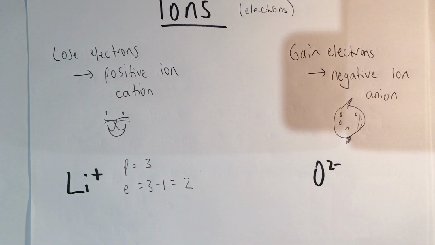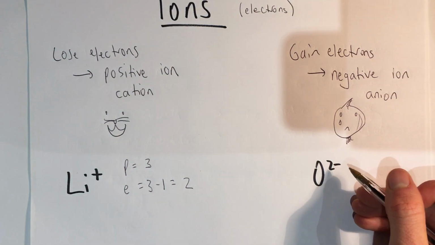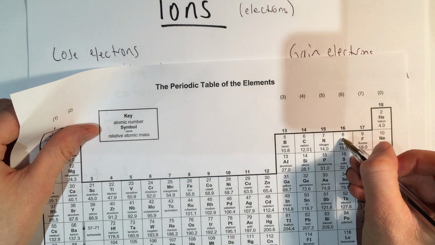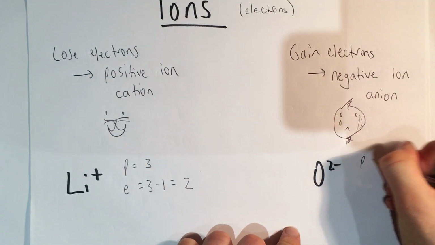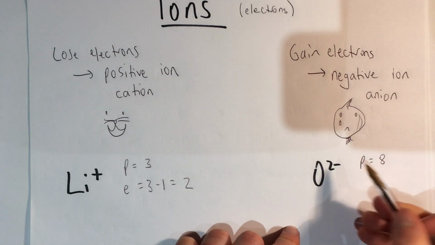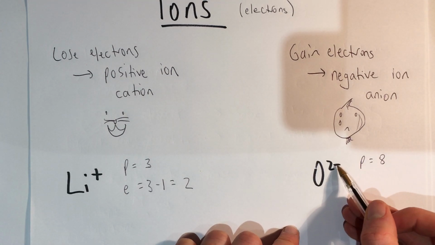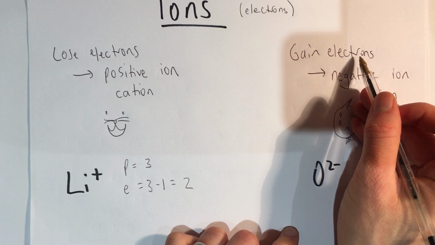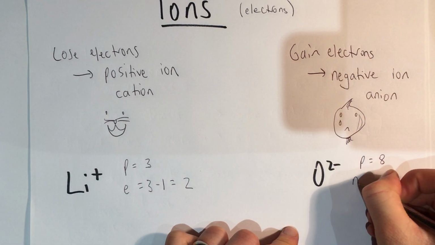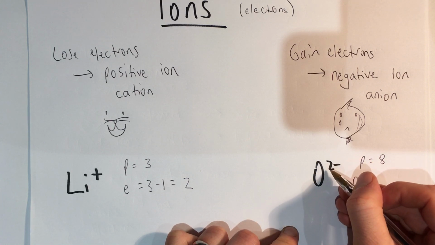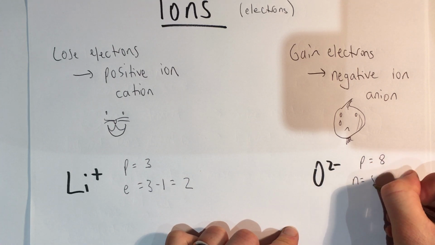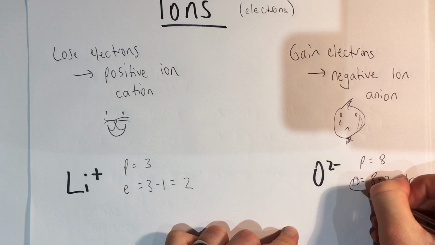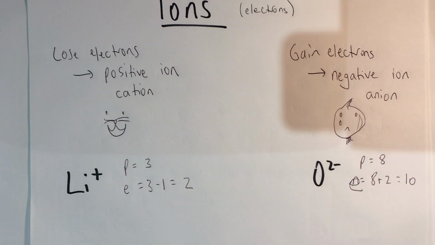If we take oxygen, O2-, this is called an oxide ion. And if we look for oxygen on our periodic table, we see that it's got 8 protons. Now it's got a charge of 2-. If it's a negative charge, then that must be because it's gained extra electrons. It originally had 8, but it's gained 2. That's what the number 2 tells us. So we've got 8 + 2. We've now got 10. I should say electrons. We've got 10 electrons.